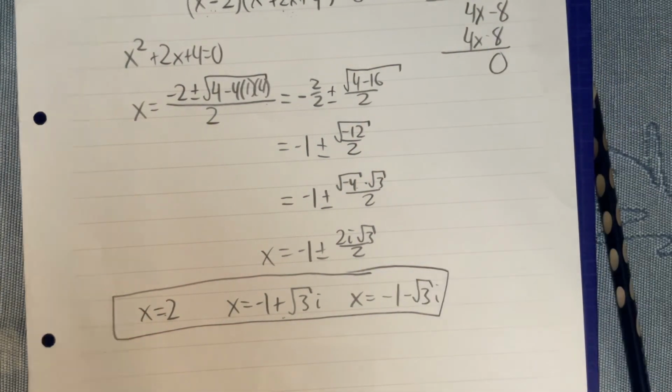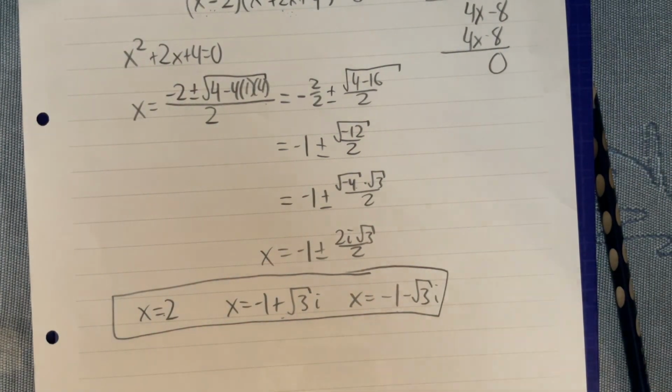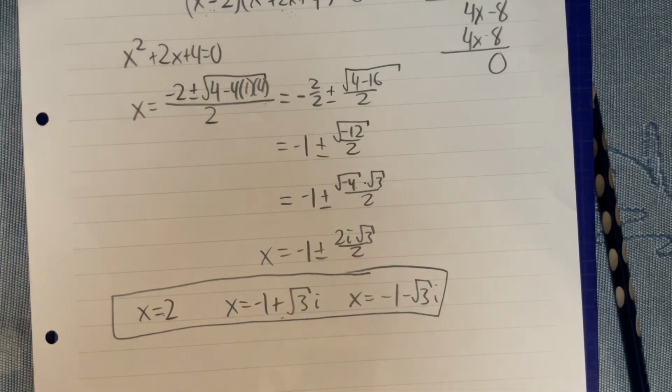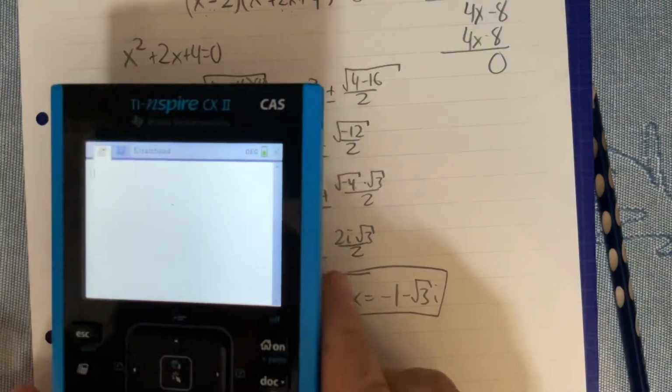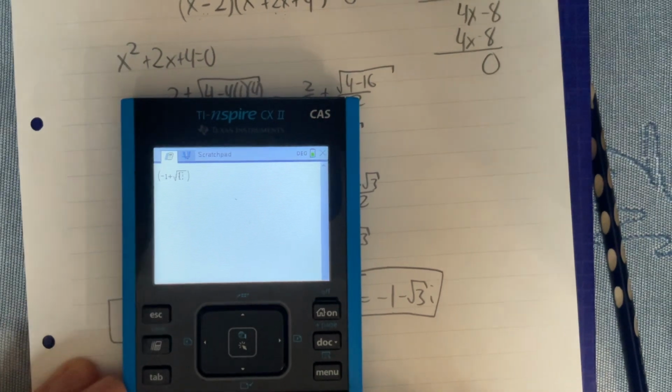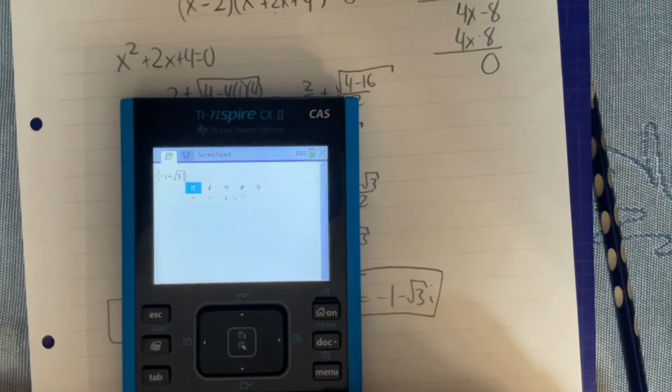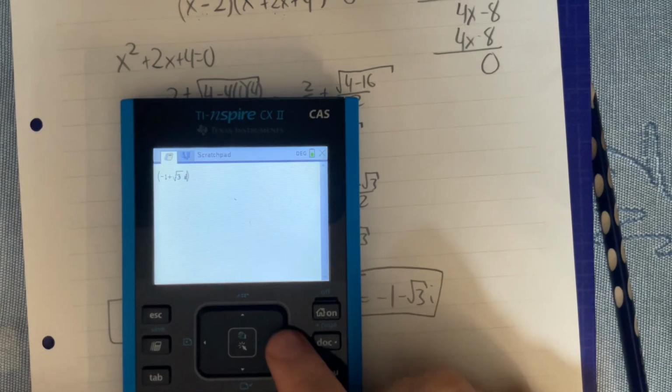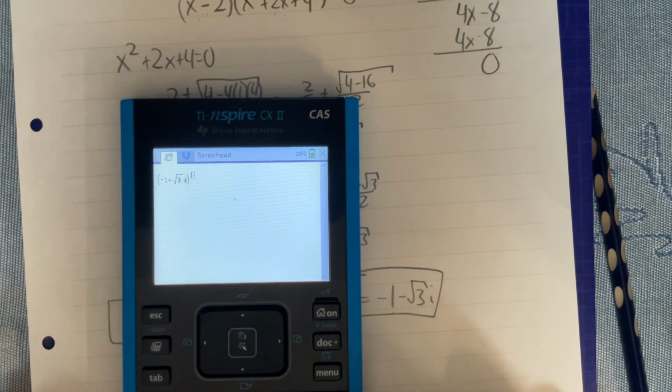For confirmation, let's bust out the old TI Nspire and see if we do negative 1 plus square root of 3 i, cubed. What do you think we're gonna get? Do you believe it? Boom. 8. Confirmation. Let's try the other one.